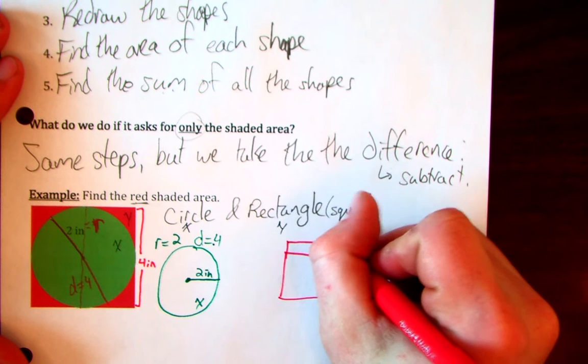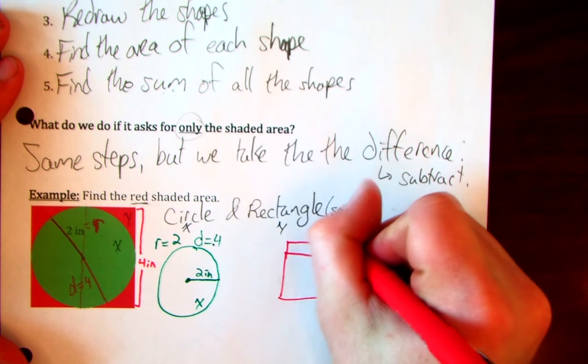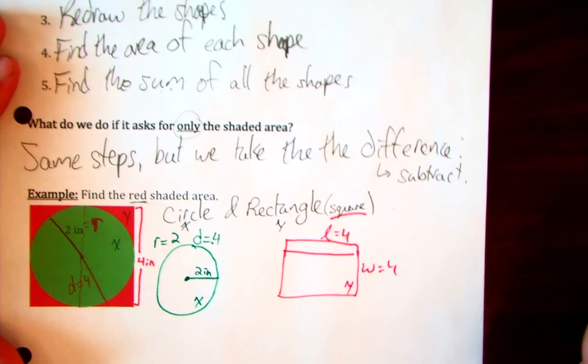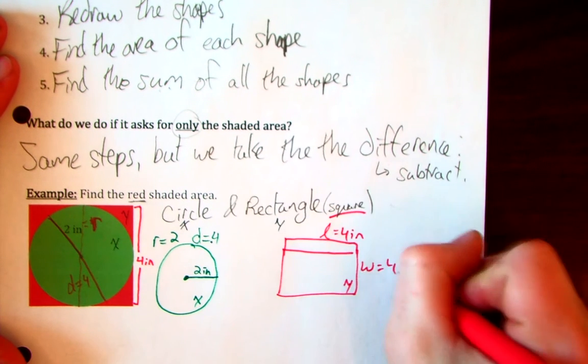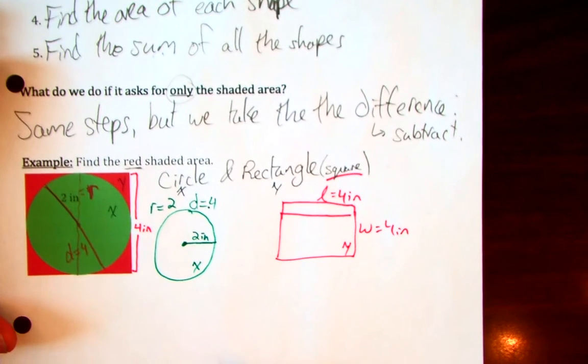And so we say that this square, Y, has a length and width that are equal at 4, and specifically 4 inches. So, step number 4, as we are using that number a lot, says find the area of each shape.